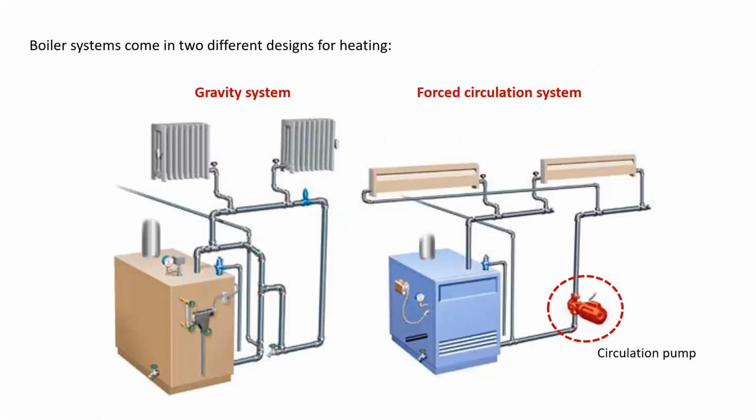There are two basic varieties of boiler systems. One is referred to as a gravity system and the other a forced circulation system. We are going to focus on the forced circulation system as it is more prevalent in industry and requires use of an electrician when it comes to the controls.